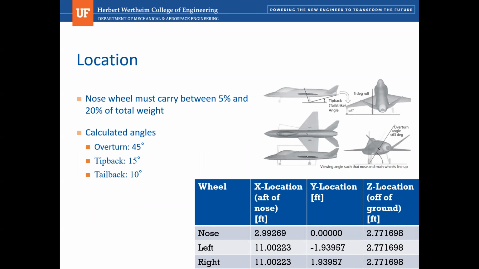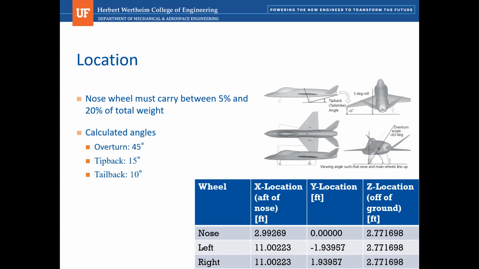Next was the location of the wheels. First, we needed to figure out where the center of gravity was for the aircraft itself, so we could load the wheels accordingly. Next was to calculate the overturn angle, which needed to be less than 63 degrees for stability reasons. And the tip back angle was chosen to be at the lowest it could be, between 15 and 25 degrees. We chose 15 degrees. So the tail back angle had to be at its lowest threshold as well, 10 degrees.